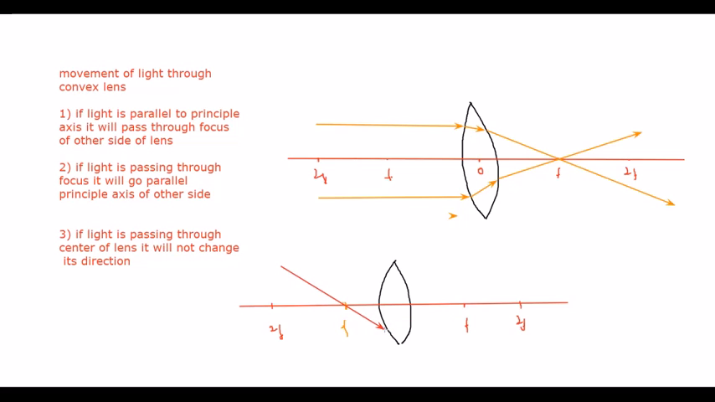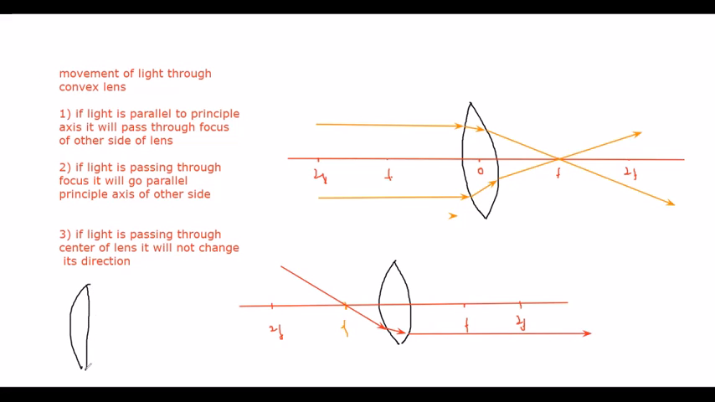So how will it go? It will travel parallel to the principal axis. That's the second ray. And if the light is passing through the center of the lens, it will not change its direction. It will pass undeflected.